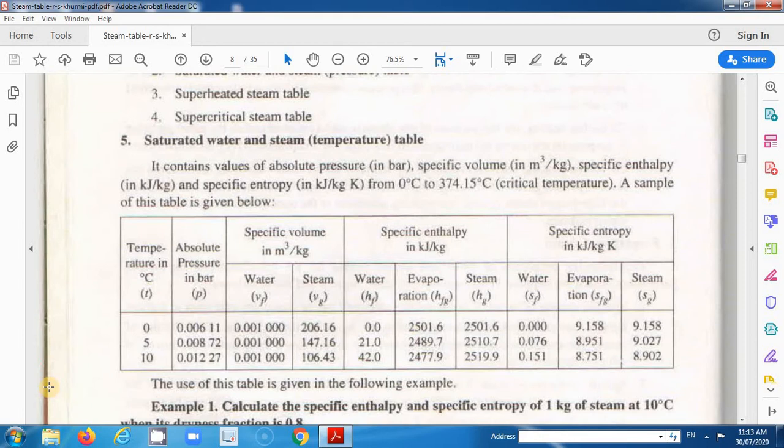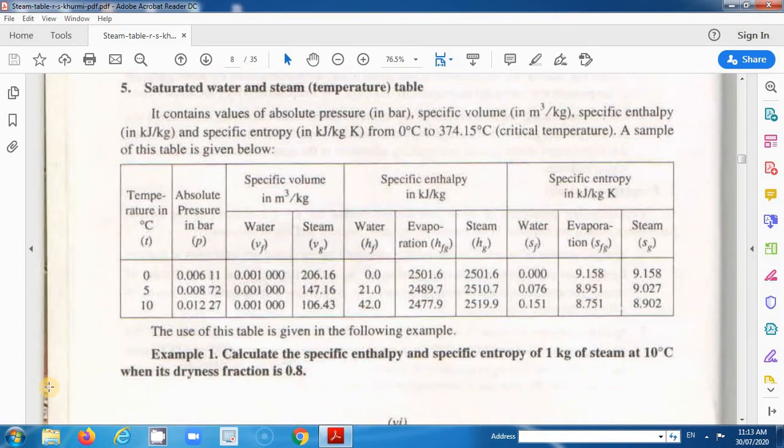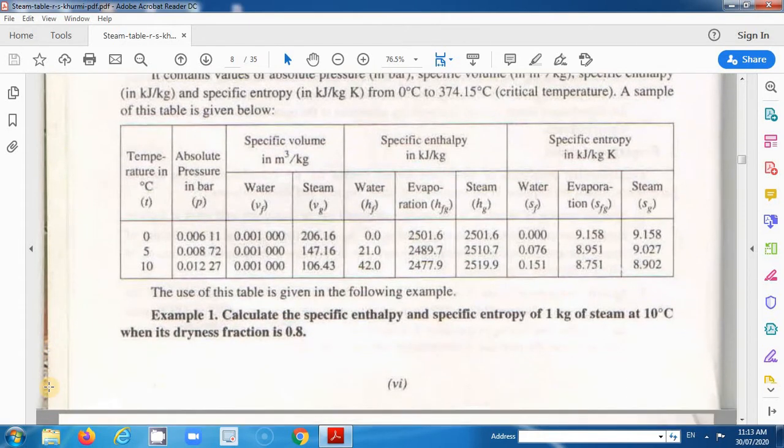Now, by using this steam table, how can we solve problems? You see the use of this table is given in the following examples: how the steam table is used to calculate the different properties of steam. So now we can see this with an example. You see example 1. What is example 1?